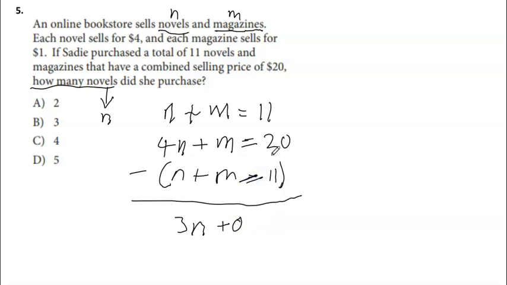Remember, we're subtracting this equation from this equation. So 20 minus 11 is what? 9. So with this, we have 3N equals 9 and N equals 3, right? 3 times 3 is equal to 9. So our answer is B, right? So pay attention to these questions, right?